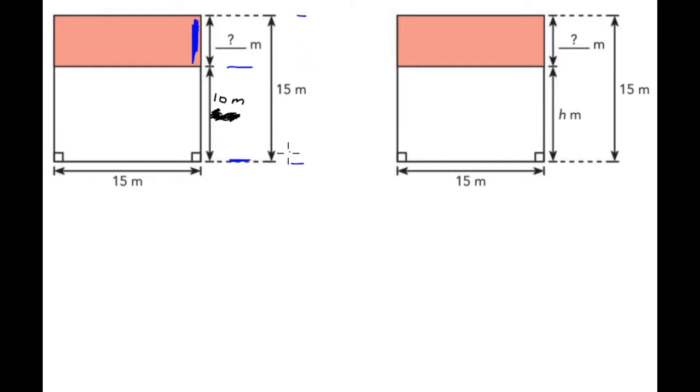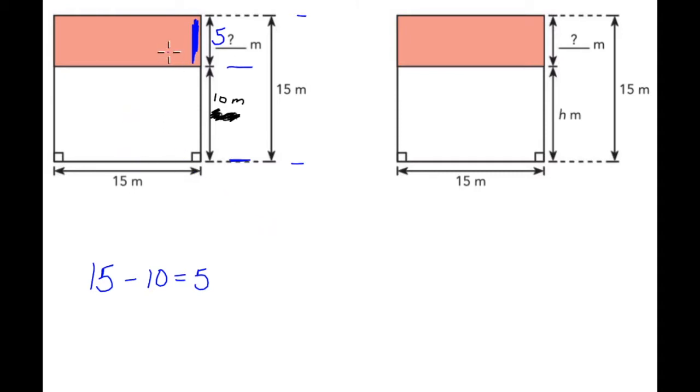So if the whole thing was 15 and that part was 10, to find the remaining part we would use subtraction. So we would do 15 minus 10 equals 5. And that means that this part right here, that's 5 meters.